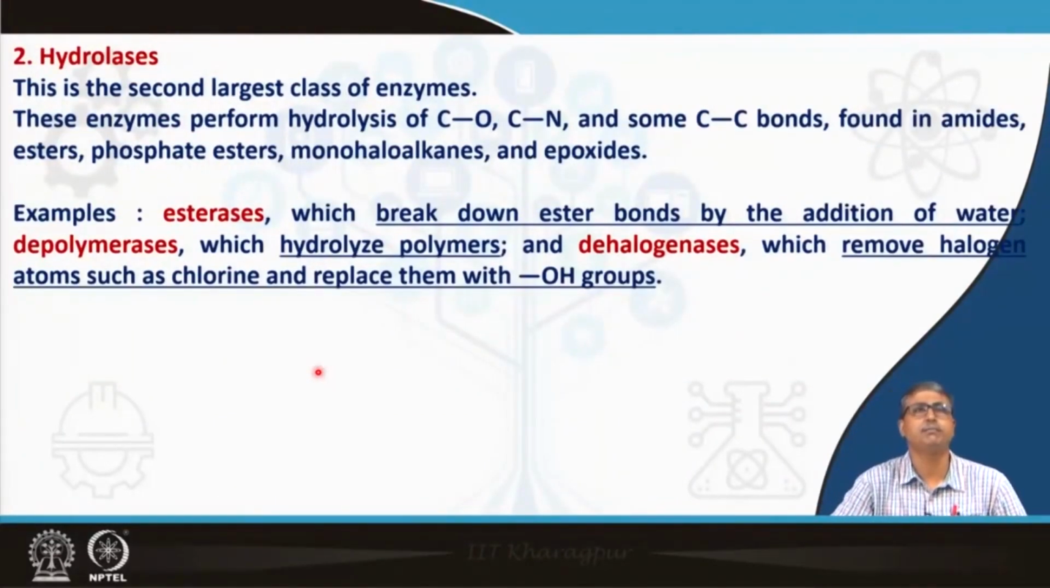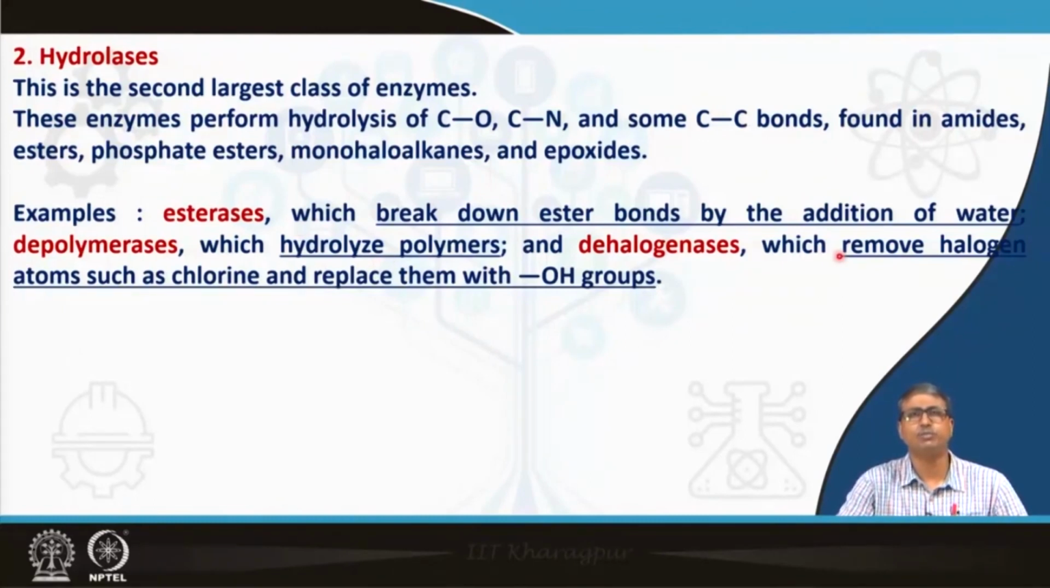The next enzyme is the hydrolases. This is the second largest class of enzymes, and these enzymes perform the hydrolysis of C-O or C-N and some of the C-C bond breakage, and are found in amides, esters, phosphate esters, monohaloalkanes and epoxides. For example, the esterase and depolymerase and also the dehalogenases play a very important role in breaking down different ester bonds or the polymer, or removing the halogen atoms such as chlorine and replacing them with OH groups.